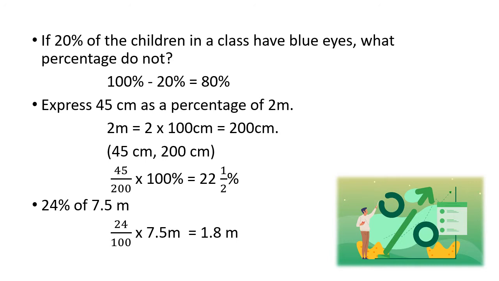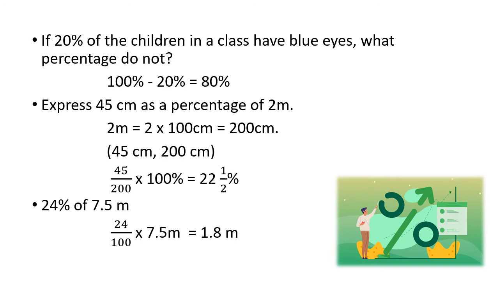Then we can write it as a fraction. First quantity 45, second one 200. 45 divided by 200. Multiply it by 100, then put the percentage mark also. After simplifying this, the final answer is 22.5%.